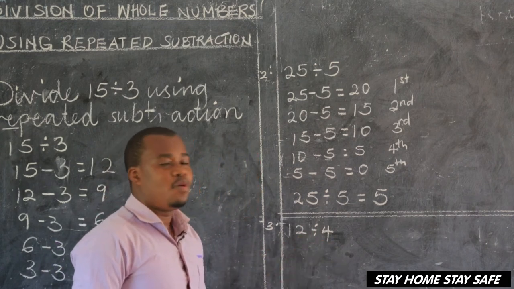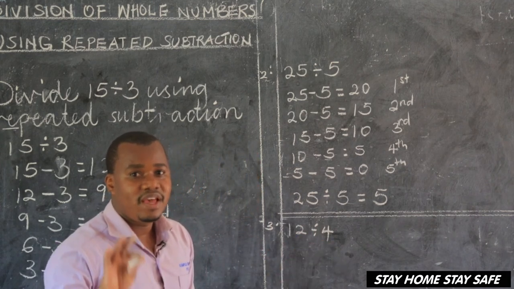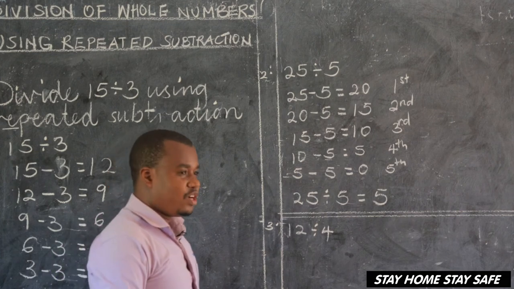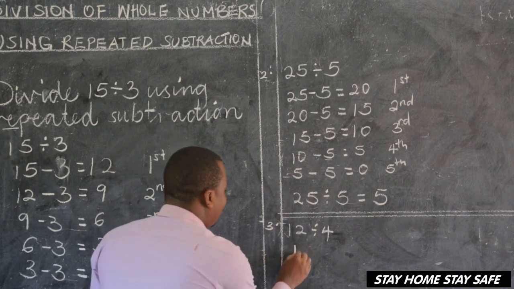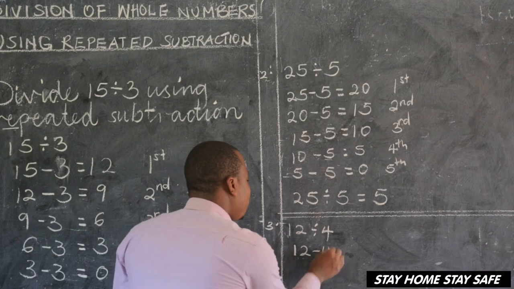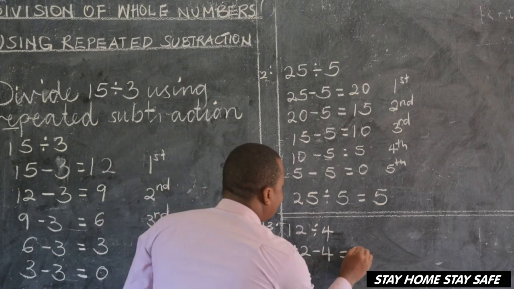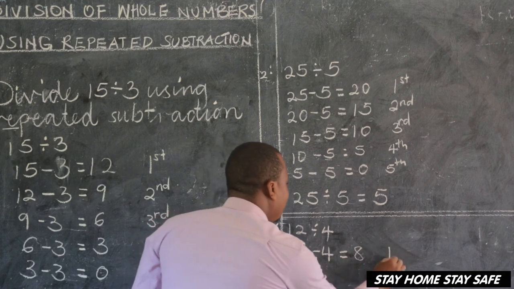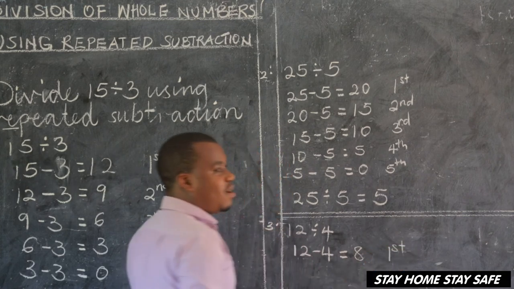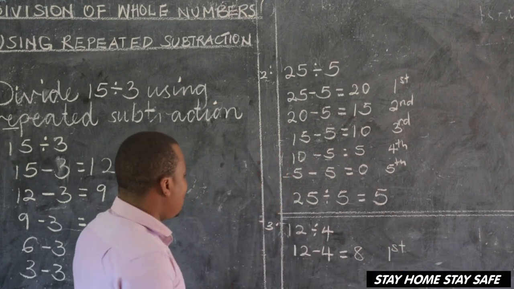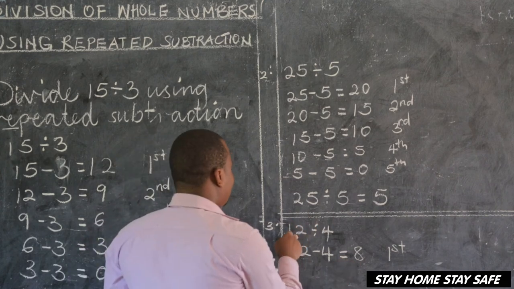Now, I'm giving the very, very last example. 12 divided by 4. And still we are using repeated subtraction. So quickly, I'm going to have 12 take away 4. What is 12 take away 4? This is 8. And you keep counting. That is my first time. Then when I get 8, don't go back to 12.